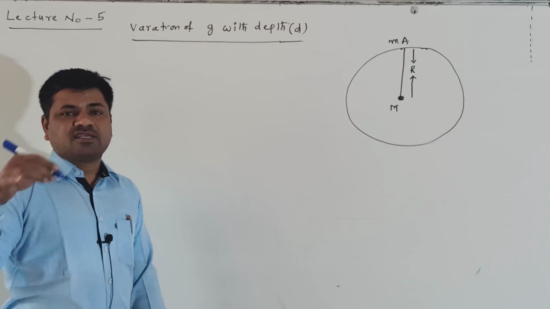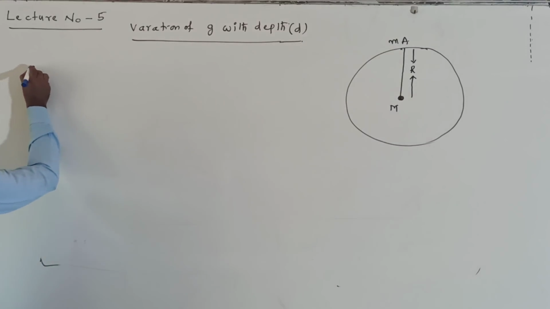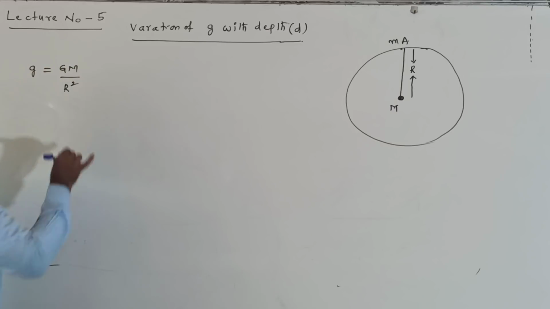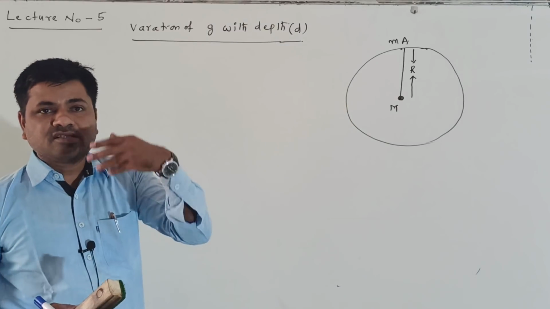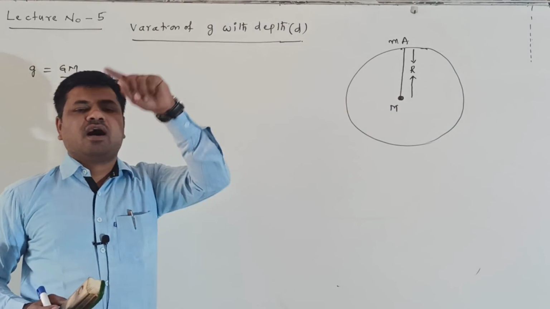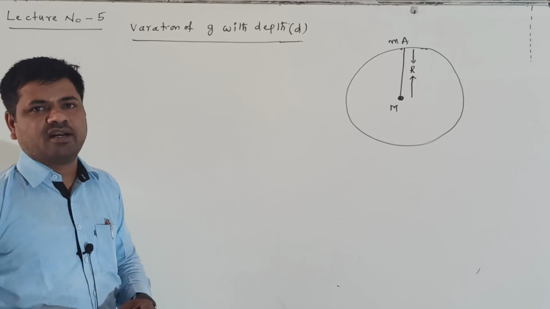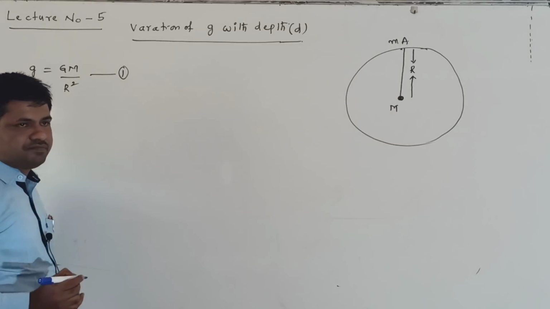Now, when placed on the surface of the earth, the acceleration due to gravity, we already know, is g equal to GM by R square, because it is placed on the surface of the earth at point A. On the surface of the earth, the formula for g is GM by R square. We already know this formula. This is equation number 1.